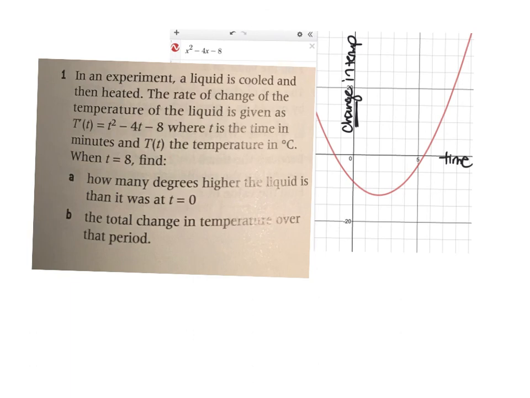Okay, so we've got this liquid that is cooling, and then it's going to get heated. What's important to note is that this function that they give you is the change in temperature. So what this says is, if we're starting here, the change in temperature is getting more negative, and then it stops getting so negative and starts getting less negative until it starts to change, and now it's starting to get heated. So here is where we're still cooling it and then heating.